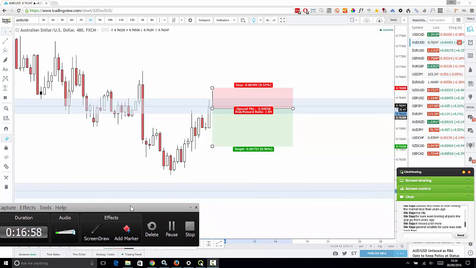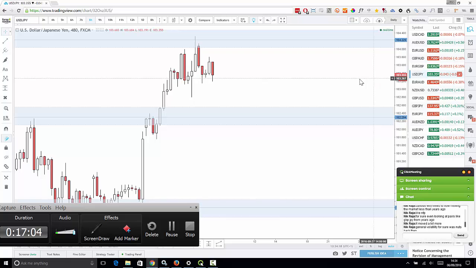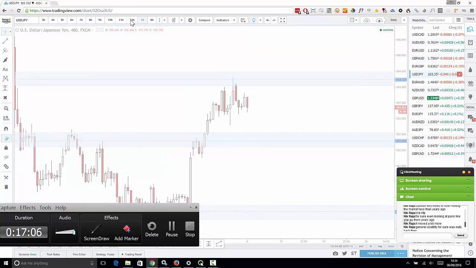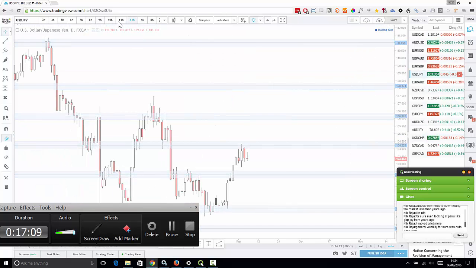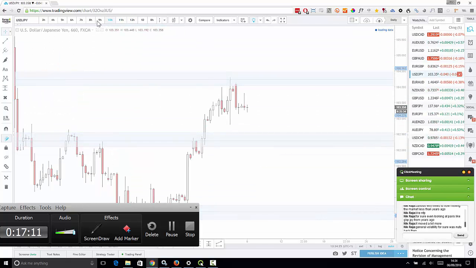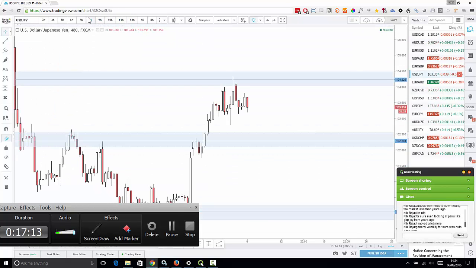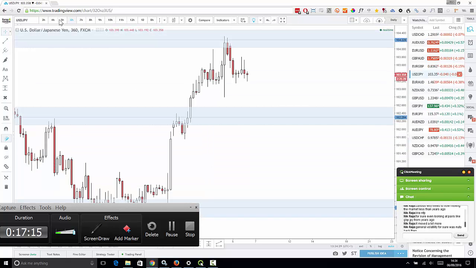Let's move that. Okay, where were we? USD JPY. It's in between two support resistance areas. So as usual with a pair that's doing this, you're not gonna get any actual reversal setups.